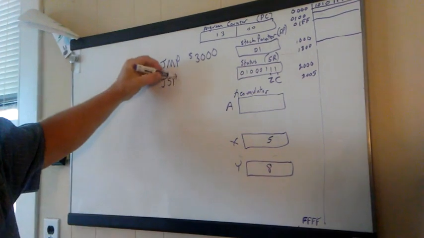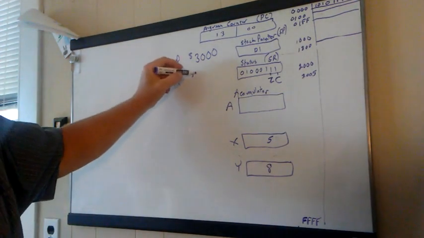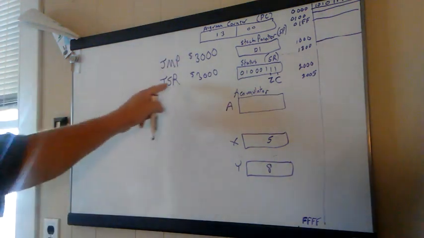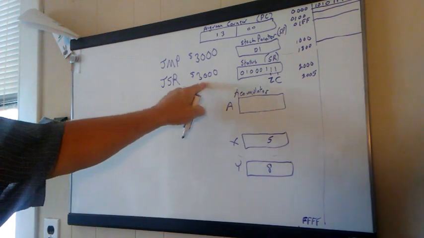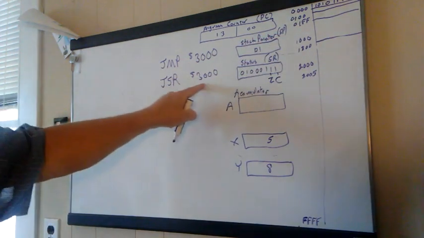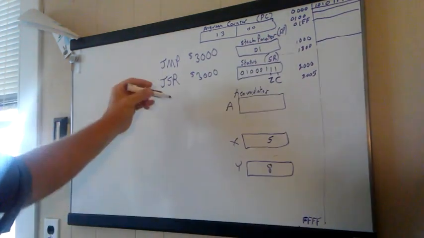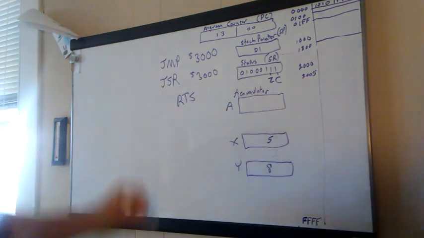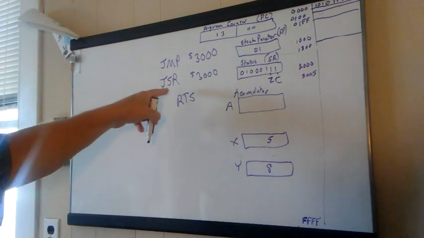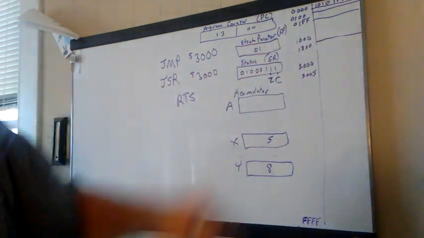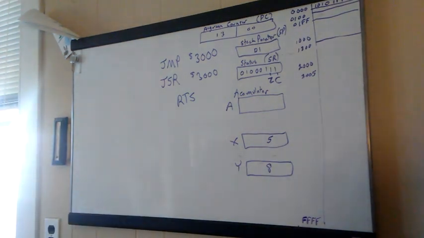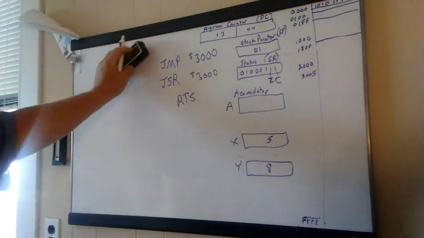There's also JSR, which is jump to subroutine. The difference is that JMP just jumps and forgets where it was. JSR pushes the current program counter onto the stack, goes to the new location, and then when you hit an RTS, return from subroutine, I don't know what the RTS stands for, but when it returns, it returns back to where you were before. So you can divide your code up into subroutines so that you don't just have one long string of instructions, which would be just about impossible to do.